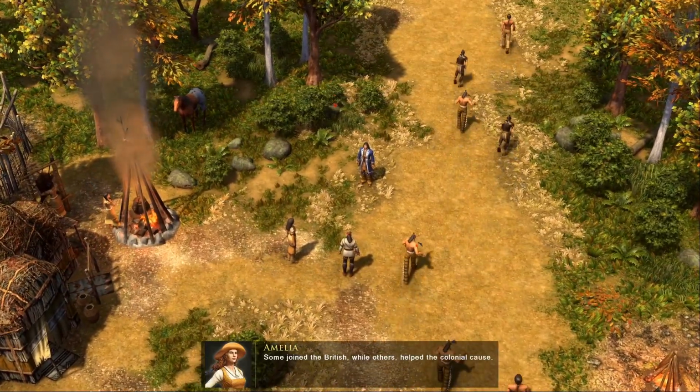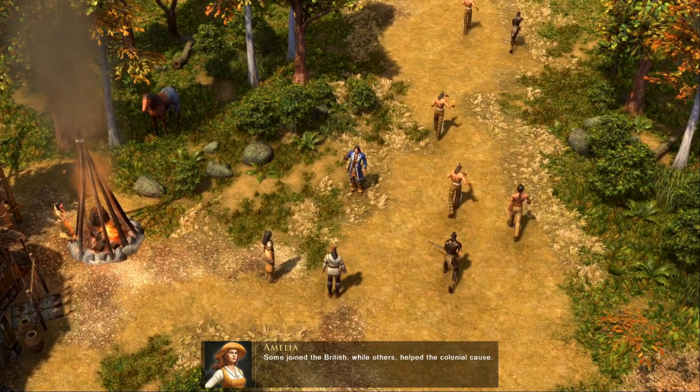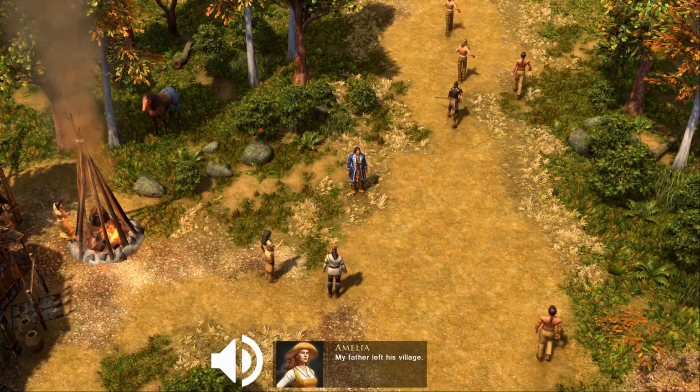Some joined the British, while others helped the colonial cause. My father left his village.